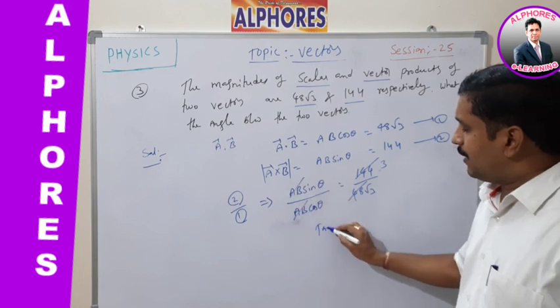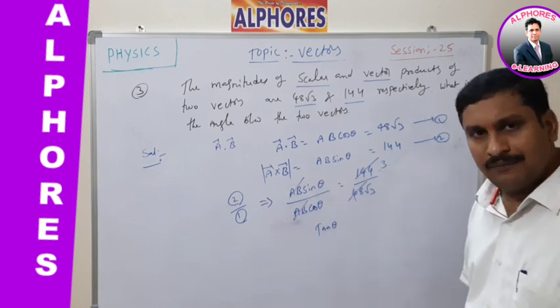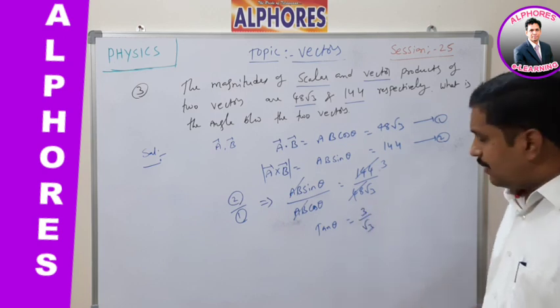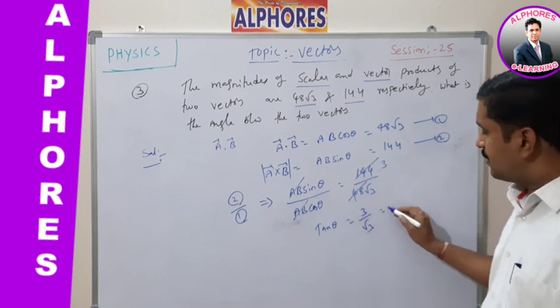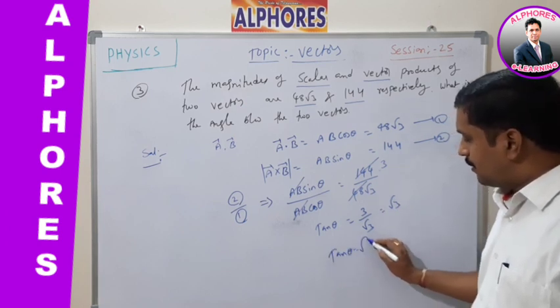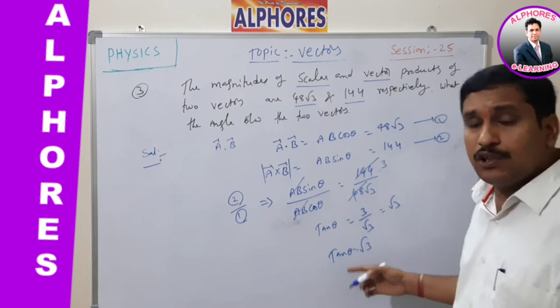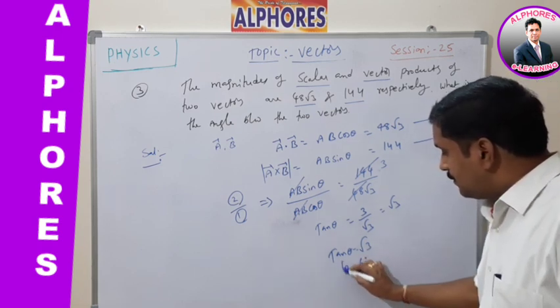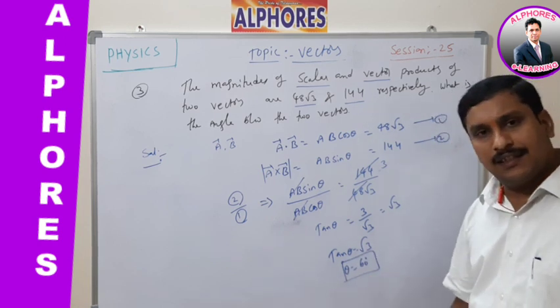Finally, what I am getting here, sin theta by cos theta is tan theta. Tan theta is equal to 3 by √3. This √3 is cancelled, 3 by √3 is √3. That means the final answer here is tan theta is equal to √3. If tan theta is equal to √3, then what is the value of theta here? The answer is 60 degrees. Final answer is 60 degrees.